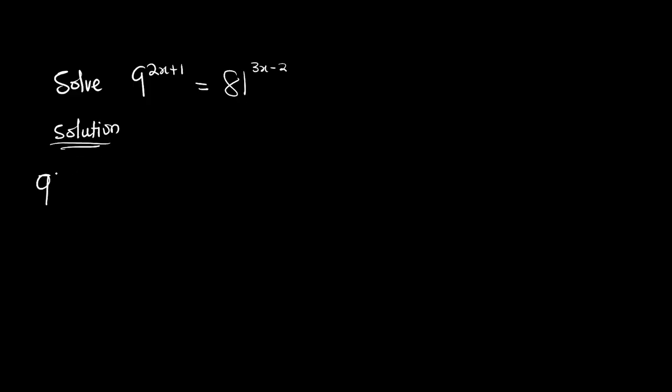In this case, we have 9 raised to the power 2x plus 1 is equal to 81 raised to the power 3x minus 2. What we want to do is find a common base. The bigger number here is 81, so we try to reduce that into 9 raised to the power something, so that we can have a common base. It so happens that 9 raised to the power 2 will give us 81, which is 9 times 9. So in place of 81 over here, we'll put 9 squared.